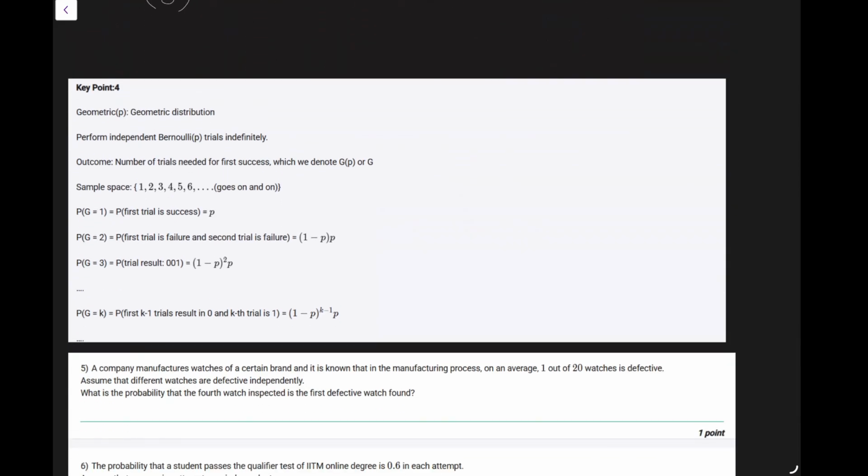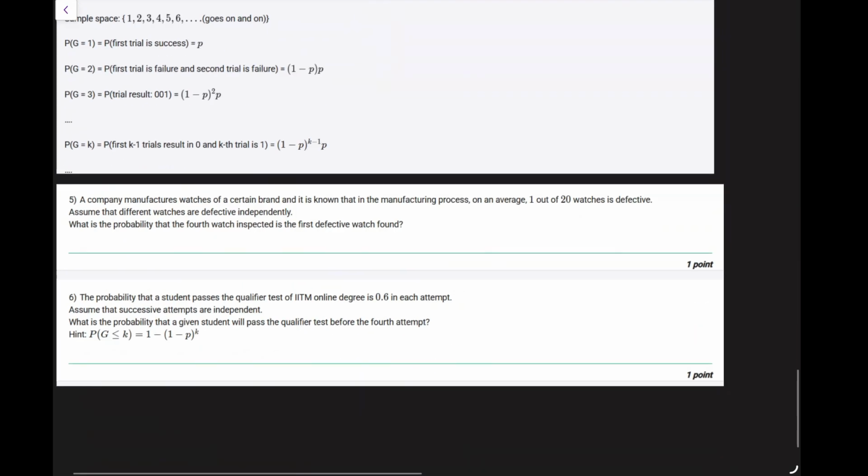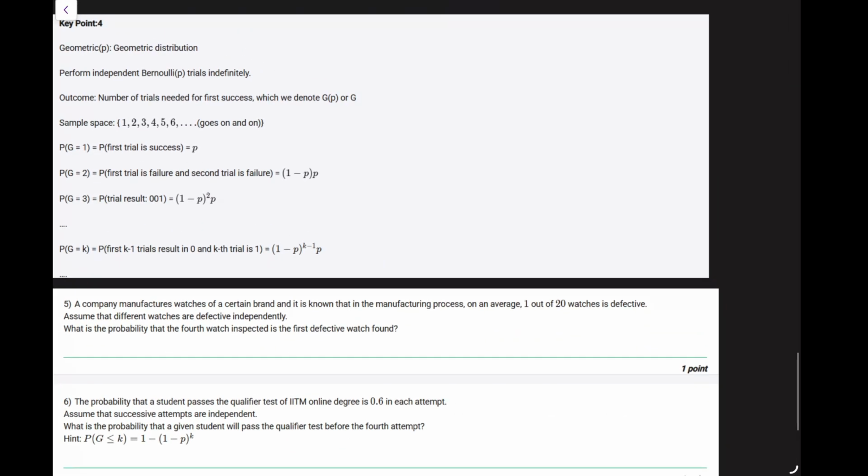I think this was also very clear. And we are going to geometric distribution. Geometric distribution is somewhat tricky. So geometric distribution performs independent Bernoulli trials indefinitely. So the trials are going indefinitely. Now, Bernoulli has a fixed time.